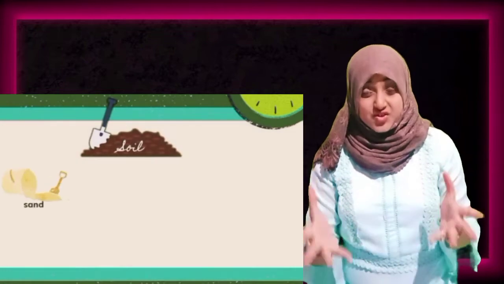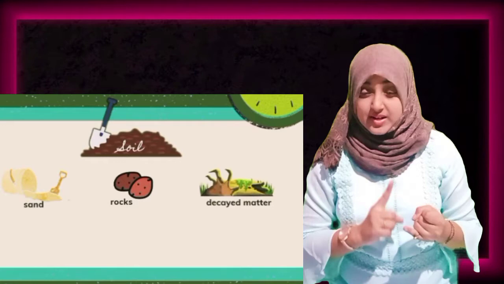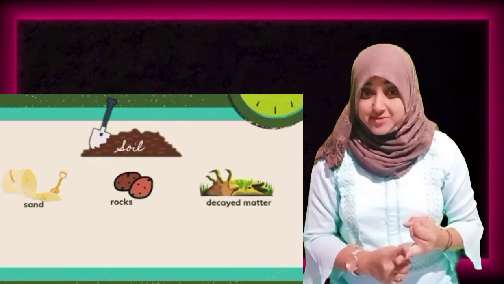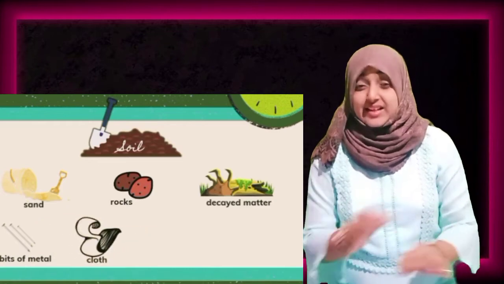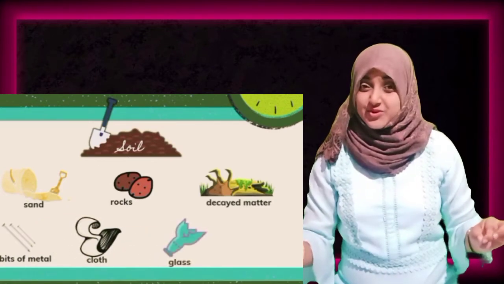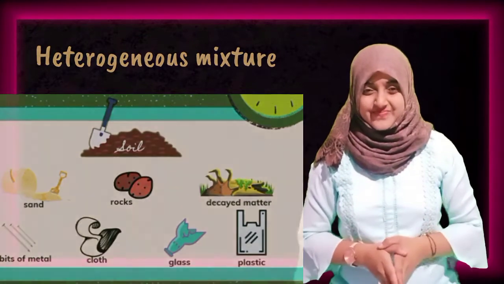The other example, soil. Soil is a heterogeneous mixture because it contains particles of sand, particles of decayed matter, particles of stones, and so many other things that are not uniformly distributed in the soil. Hence, it is a heterogeneous mixture.